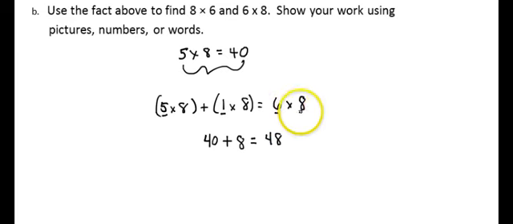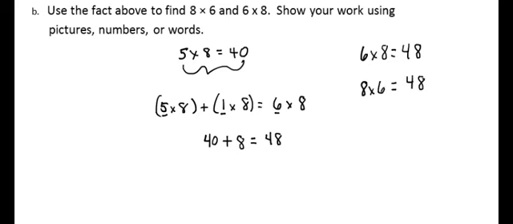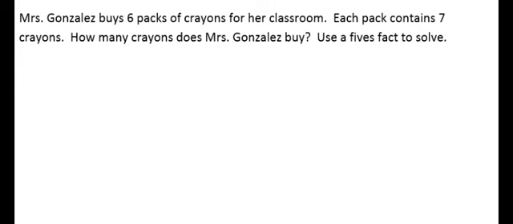So 6 times 8 is also 48. If 6 times 8 equals 48, then using the commutative property, 8 times 6 also equals 48. Let's look at one more question.